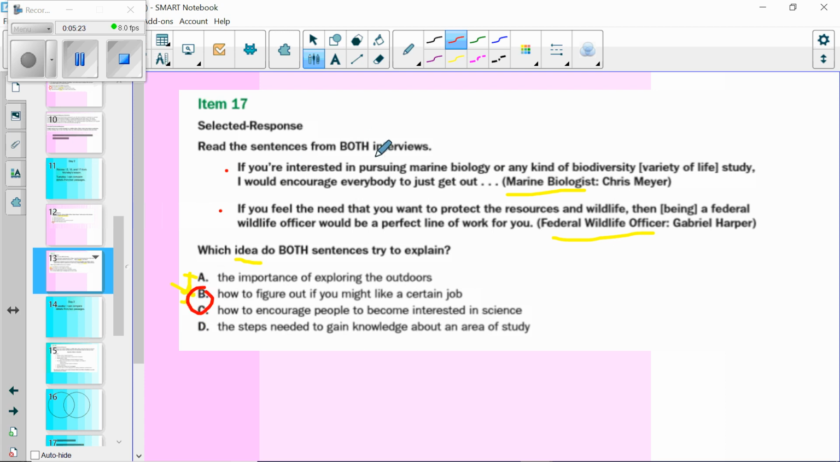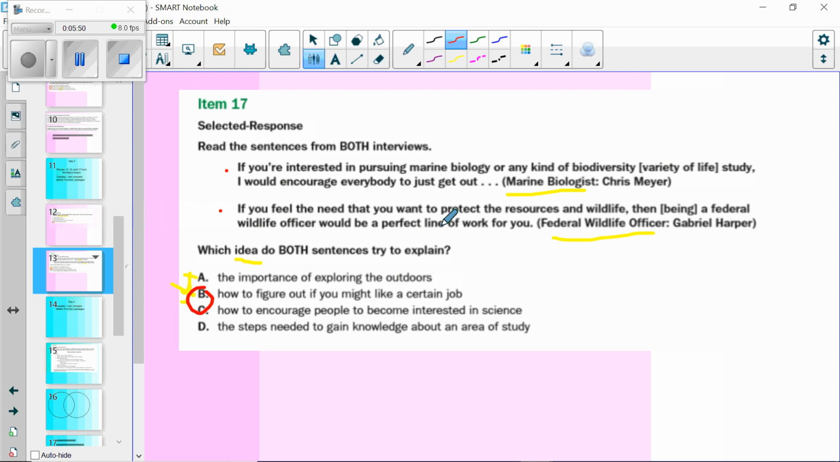If you're interested in pursuing marine biology or any kind of biodiversity, get outside. That's what he wants you to do, to see if you might like that job. Or if you want to protect resources and wildlife, types of wildlife, then this would be the perfect job for you. So it's kind of helping you figure out if you would like that certain job. So the correct choice is choice B. So that was just a review of yesterday.